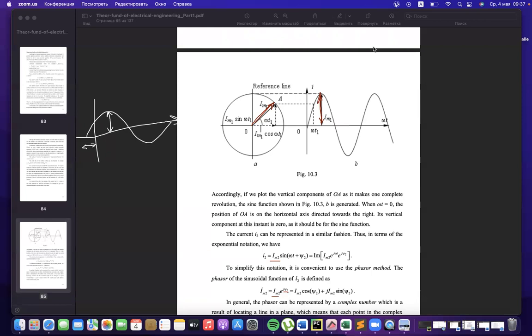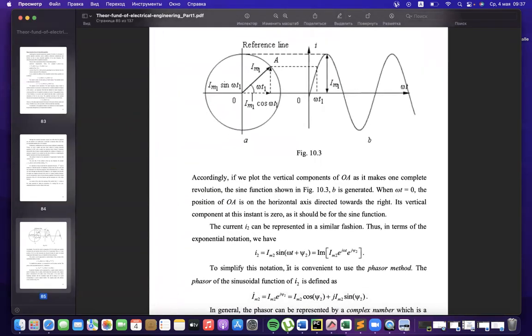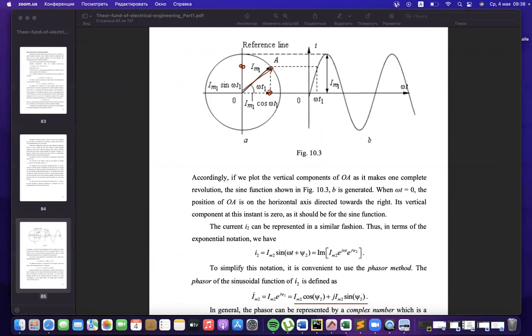In the form of length and angle, it will be the exponential form. In the form of two projections, the projection of our vector on the real and imaginary axes, it will be the so-called algebraic form. Projections we could obtain as the length of the vector multiplied by the cosine function to obtain the real projection, and multiplied by the sine function and the imaginary unit to obtain the imaginary projection. These two points.